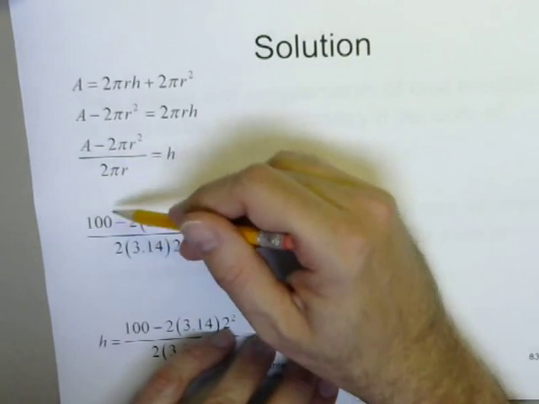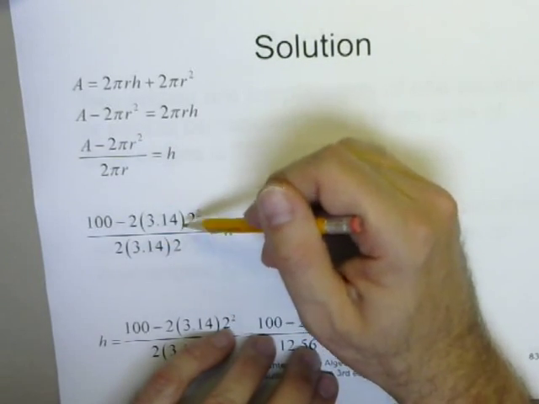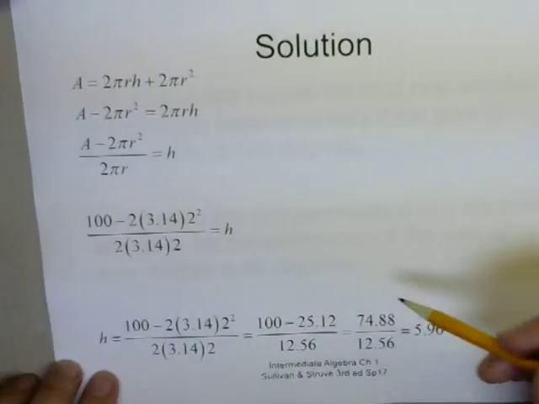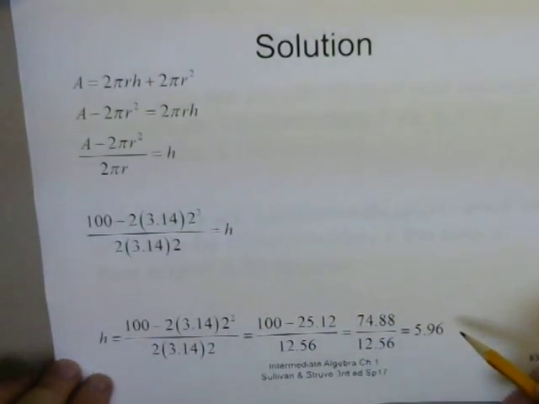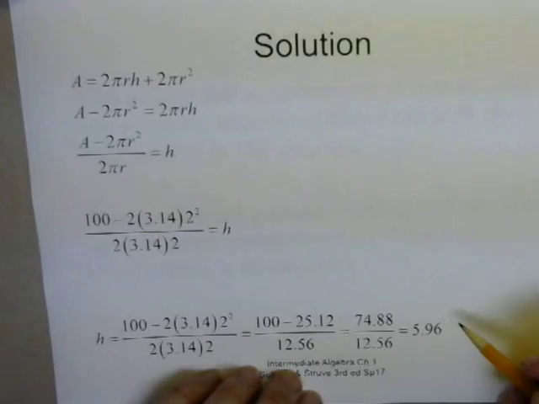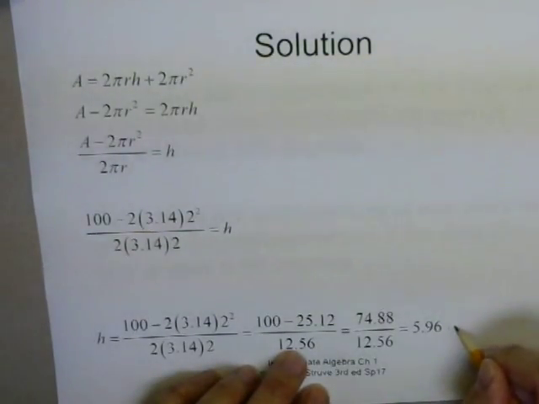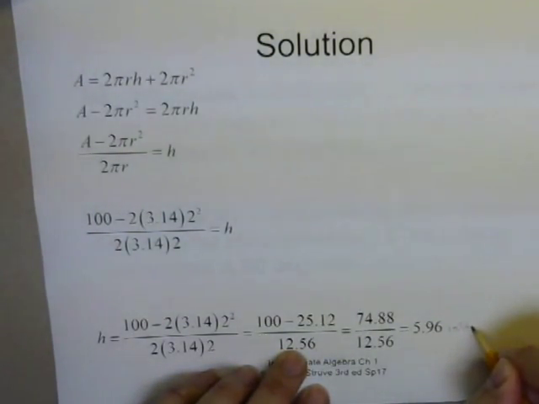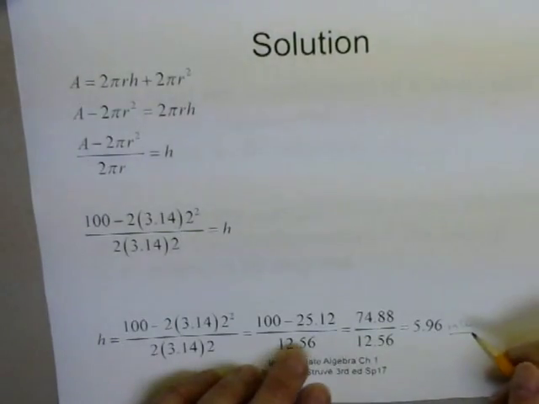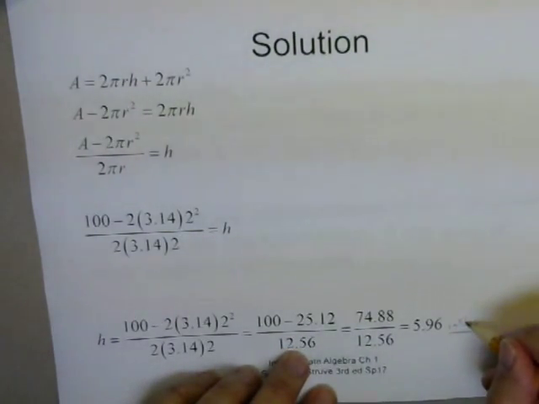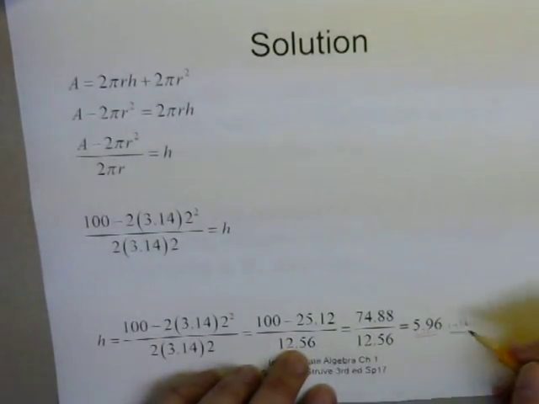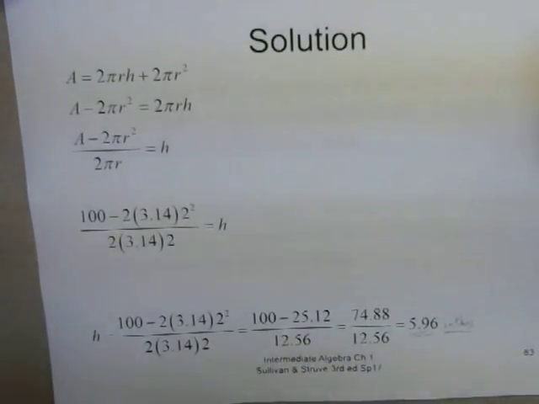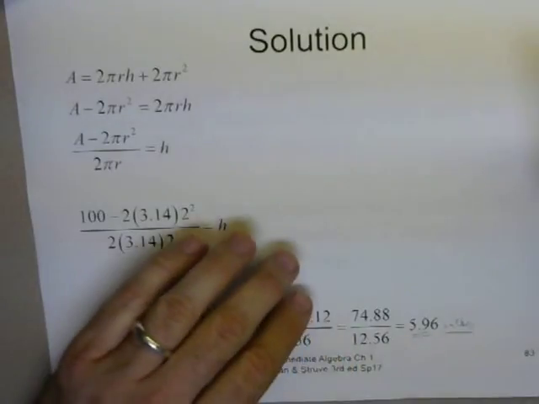Remember, A was 100 and r was 2. Work that out and you'll get that the height is about 5.96, and I forgot my units here, that would be in inches. You can certainly round that to however many places you want. I'll try to let you know on the exam how many places to round to. If I don't say otherwise, you can assume that you're rounding to 2 places, or you can just ask if you want.